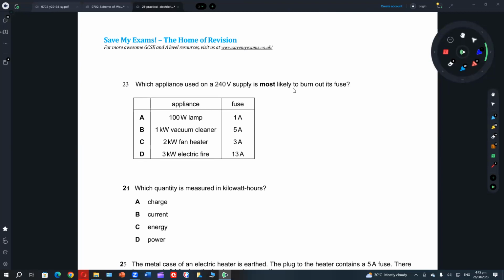Which appliance used on a 240-volt supply is most likely to burn out its fuse? Now we have a circuit here, and look at the circuit. The voltage is 240 volt. Appliance is 100 watt. Power is there. So let's calculate the current. What is the formula? Power is equal to VI and I is equal to P upon V.